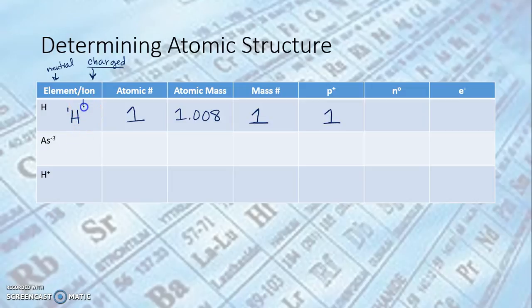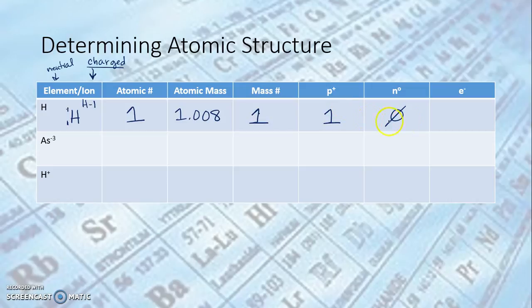If we were to write this in hyphen notation, it would be like that. I did this because we've got to figure out the number of neutrons. Remember, the number of neutrons is mass number minus protons. So 1 minus 1 gives us 0. Hydrogen is the only element on the periodic table that has 0 neutrons. All of the other ones have neutrons. This is the only one that doesn't.